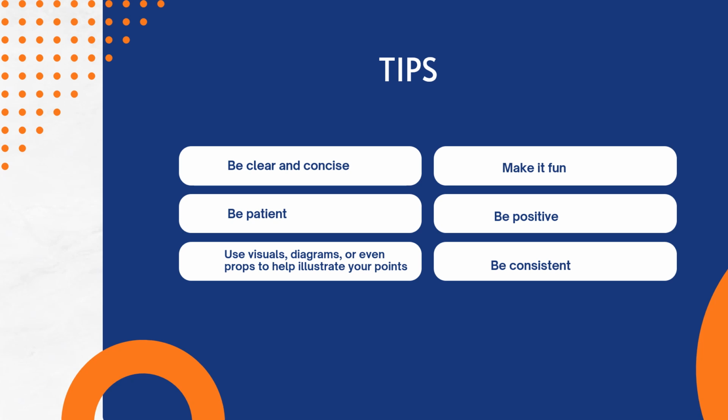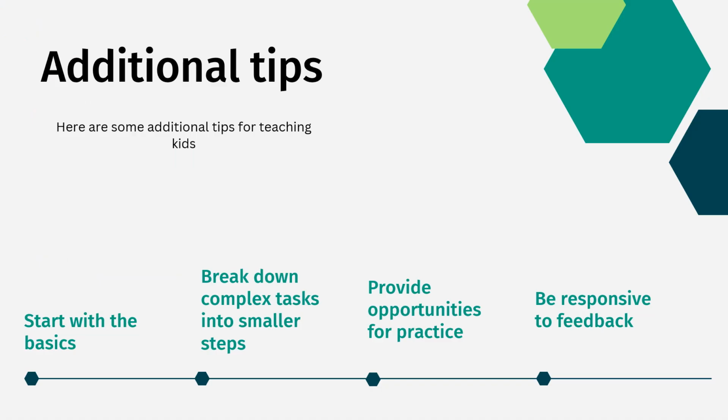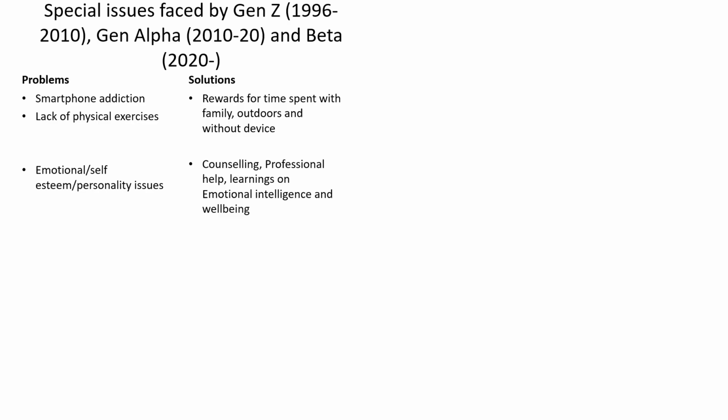So what are the tips for being an effective teacher? Be clear and concise, be patient, use visuals, diagrams or even props to help illustrate your points, make it fun, be positive and be consistent. Some additional tips are like this. Start with the basics, break down complex tasks into smaller steps, provide opportunities for practice, and be responsive to feedback.